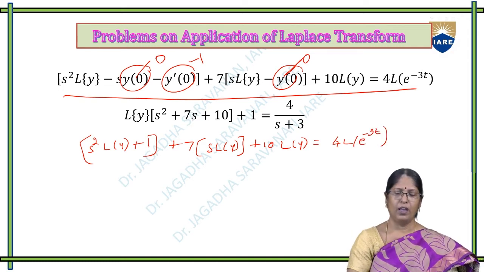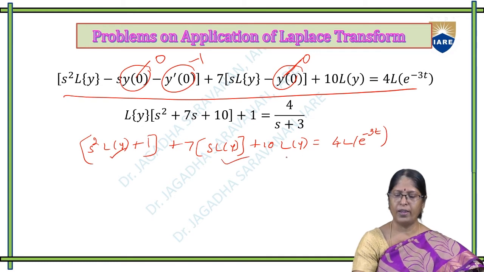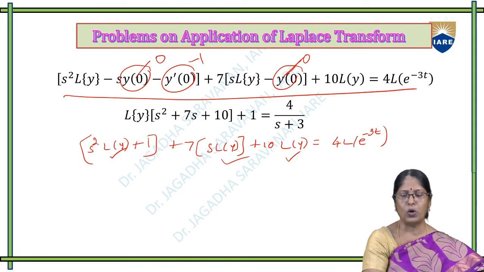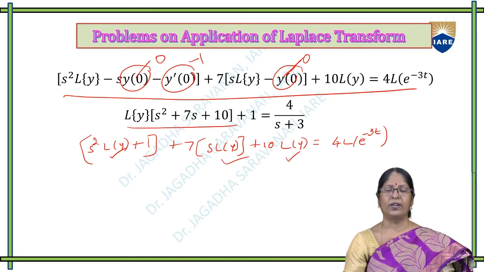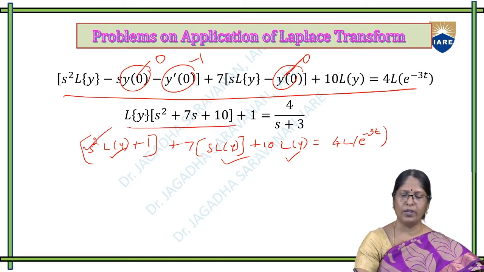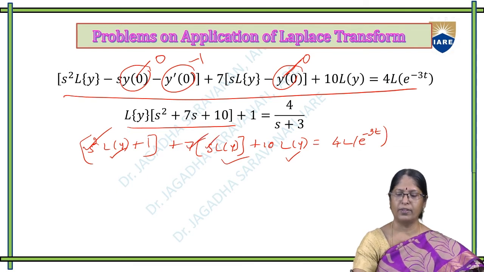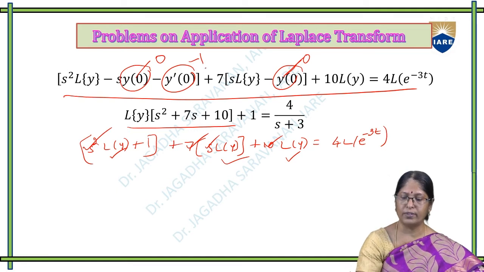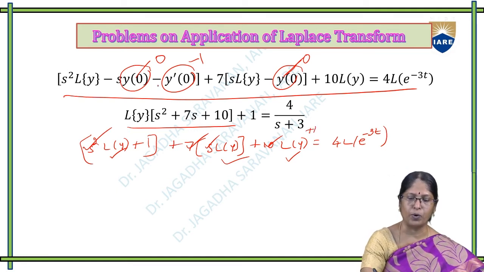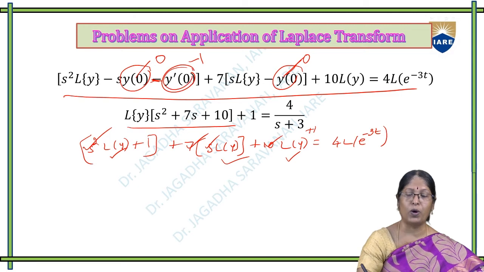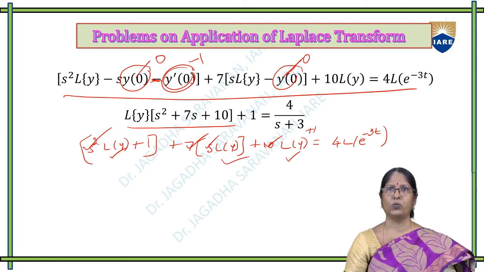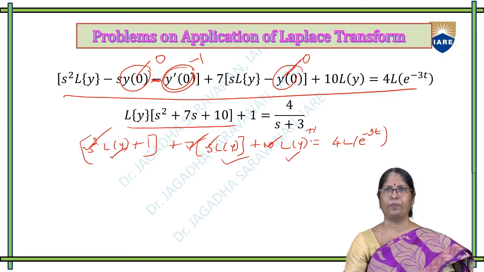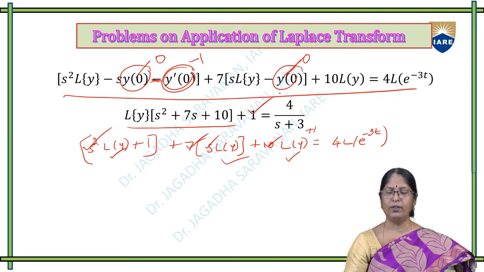In this, L of y is common, so we grouped it. That is what this step is: L of y, s square plus 7s plus 10. Here, the plus 1 is there, that should be written. This plus 1 minus, this value is y dash of 0, and the value is minus 1. So minus into minus has become plus 1. That is only this plus 1.